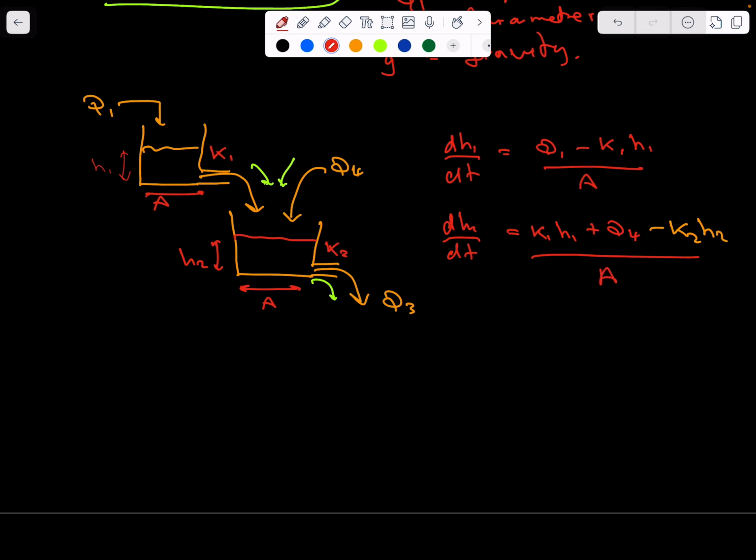Okay? That's the model. This is now the complete model. That should be 2. That's a complete model now for the tank system. And again, if you look at this, you'll see the same kinds of things.